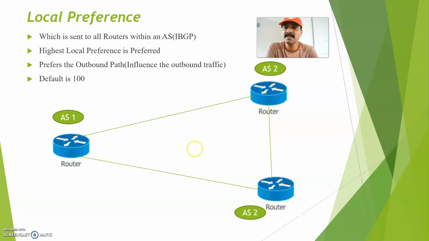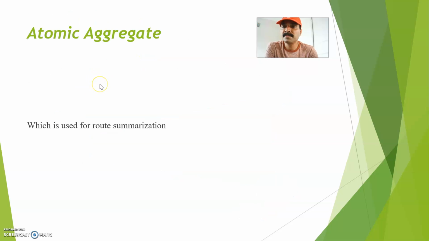And what is local preference? It is sent to all the routers in the same IBGP environment, right? These are the three routers. This router has established an EBGP neighbor relationship with both of these routers. Local preference is always sent to all the routers in the same IBGP environment, and is used to influence the outbound path or the outbound traffic from an AS. The highest local preference is always preferred, and the default value is 100. And what is atomic aggregate? It is used for route summarization or route aggregation.